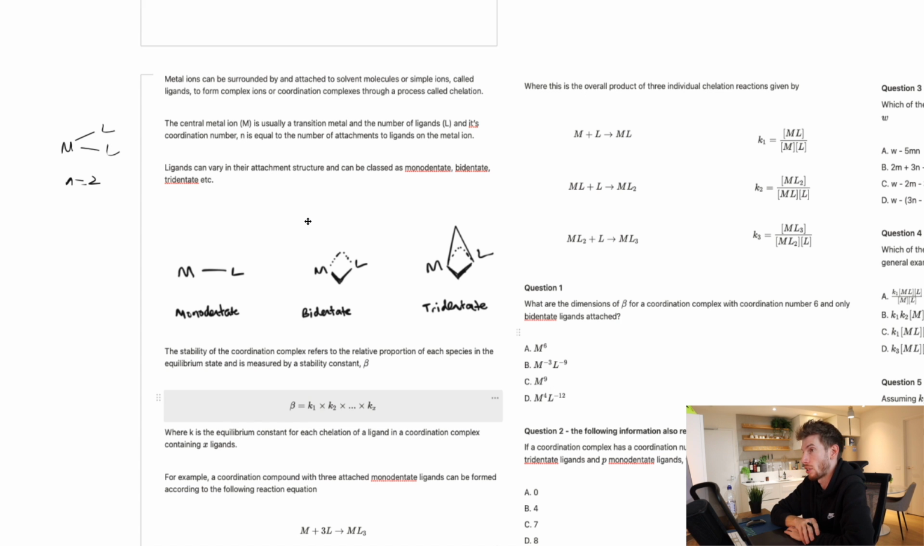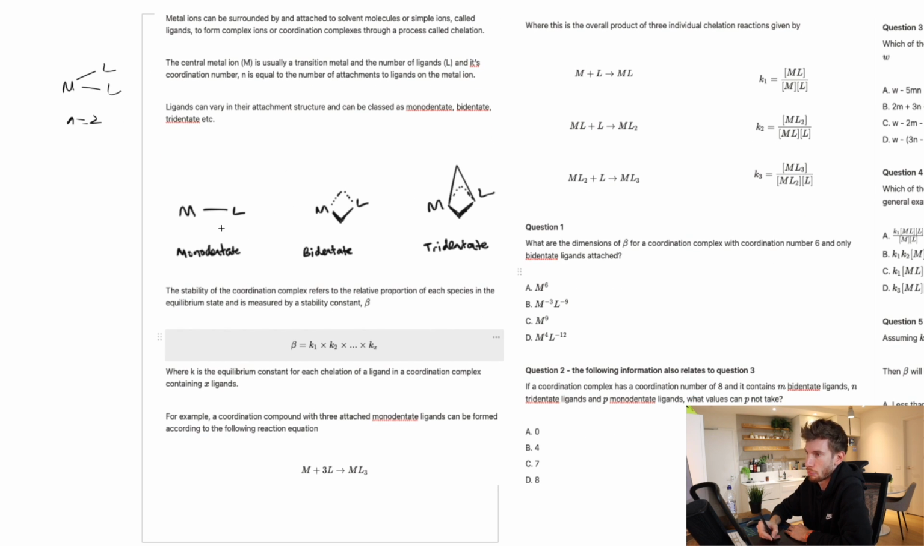So first of all, we've got ligands can vary in their attachment structure and can be classed as monodentate, bidentate, and tridentate, etc. We've got some examples. So monodentate, bidentate. We go, okay, what's changing here? It's not the number of ligands, it's more so the number of attachments that it makes to the metal. So mono, bi, and tri has got 3 attachments to it.